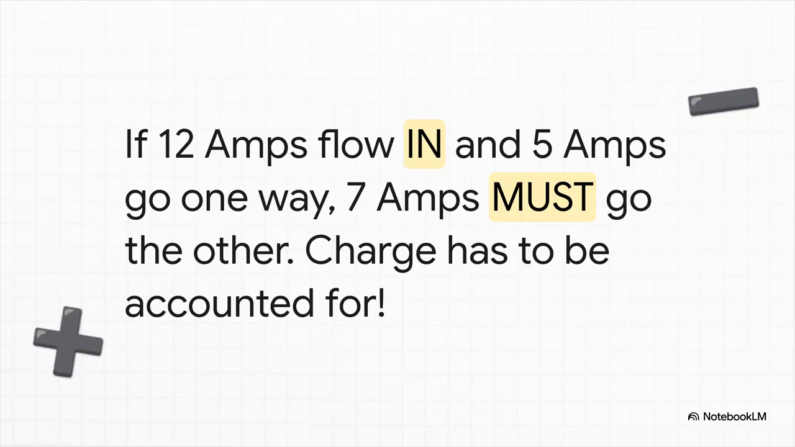All right, let's put some numbers on this to make it really stick. Imagine 12 amps of current flowing into a split. If you measure one of the paths and see 5 amps going that way, what does the other path have to be carrying? It's got to be 7 amps. There's no other option, because what goes in must come out.